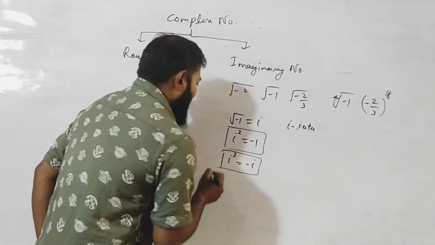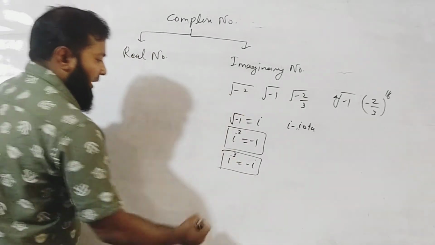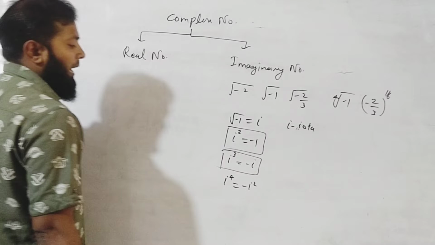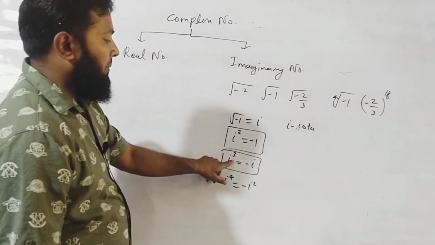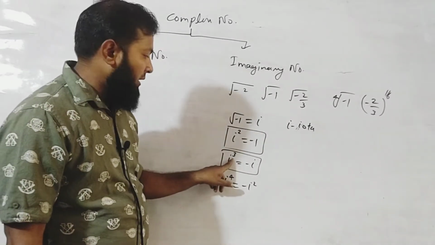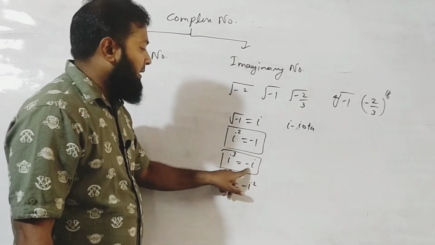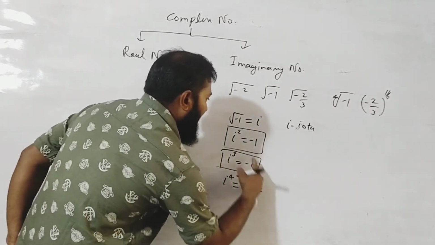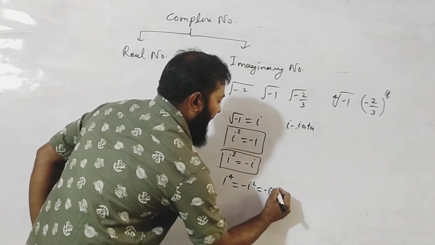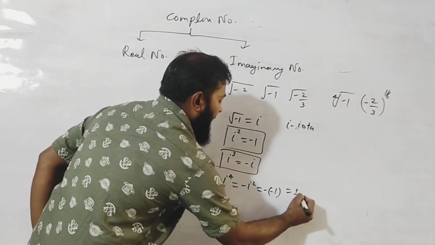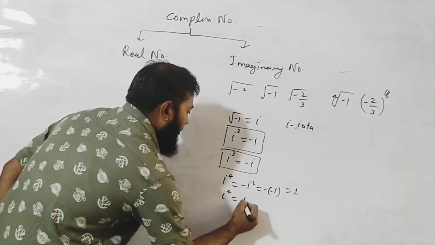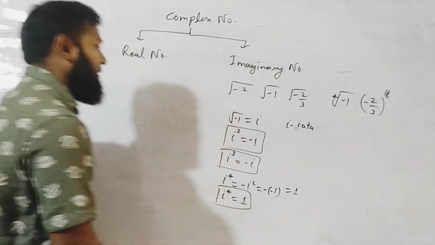Okay, and if we again multiply by i, then we get i raised to the power 4. Here we multiply by i, then the power is increased by 1, and it changes to minus i squared, and i squared is replaced by minus 1, minus of minus 1, then it is 1. Then i raised to the power 4 is equal to 1. This is also a standard result.